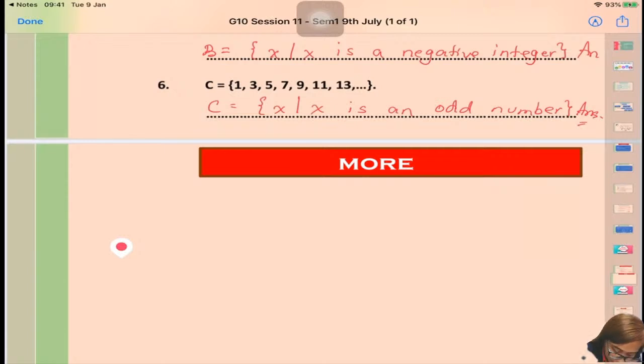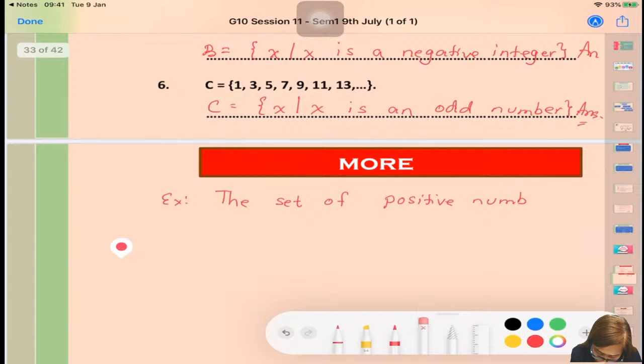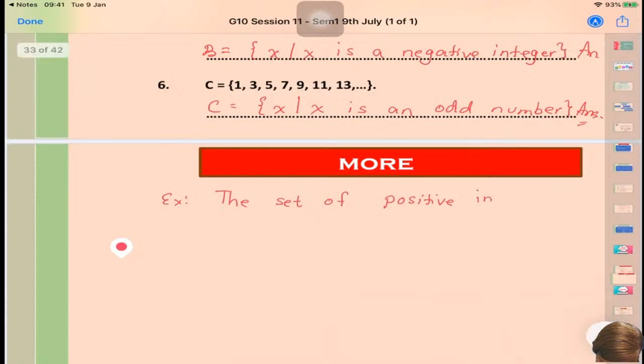So, for example, the set of positive numbers. I will specify this as integer. I'll change to integer. The set of positive integers.